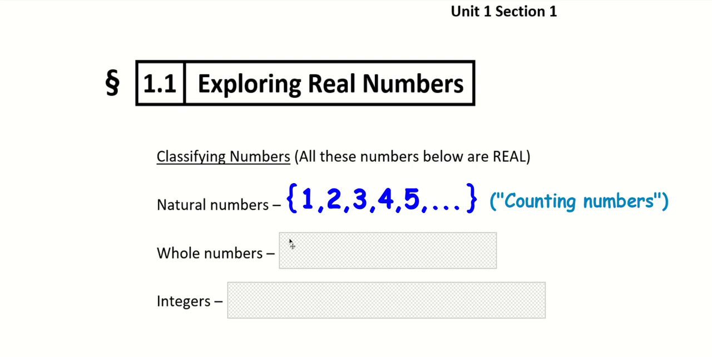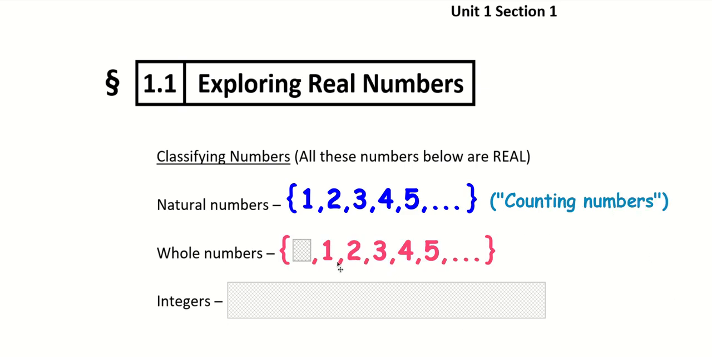So next is the whole numbers. The whole numbers are pretty much the same set as the natural numbers, but we're also tossing in 0. So the set of whole numbers is basically 0, 1, 2, 3, 4, 5, yada, yada, yada, forever and ever and ever. Okay?